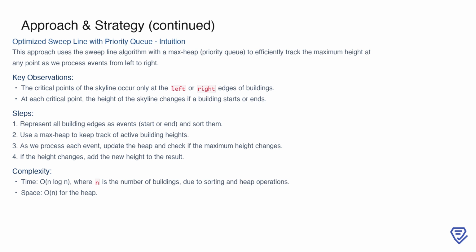The process involves representing all building edges as events, sorting them, and using a max heap to manage active building heights. As we process each event, we update the heap and check if the maximum height has changed. If it has, we record the new height in the result. This method achieves a time complexity of O(n log n) due to sorting and heap operations, with an O(n) space requirement for the heap. Its ability to efficiently handle height changes makes it highly effective for large inputs.